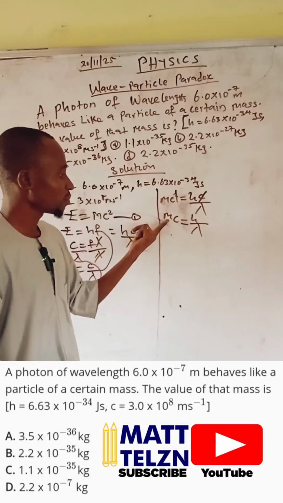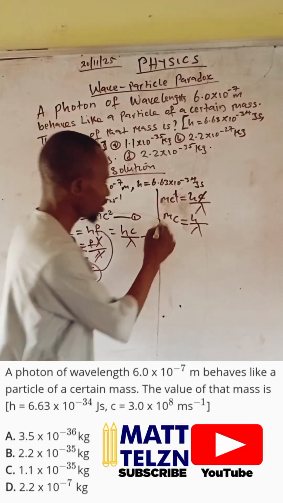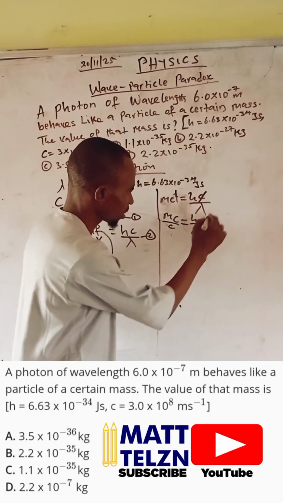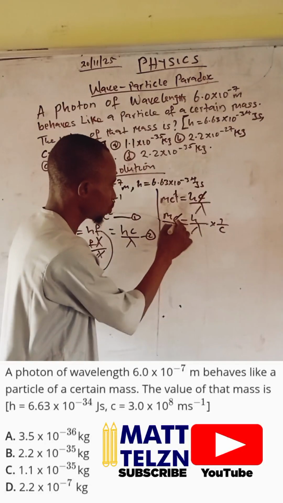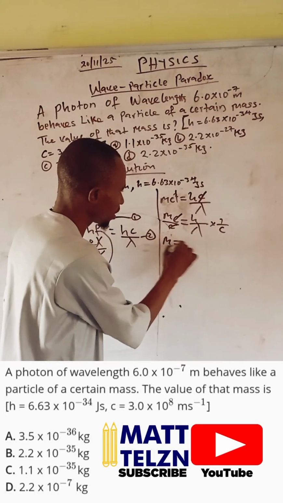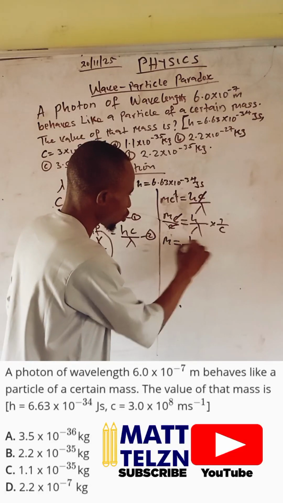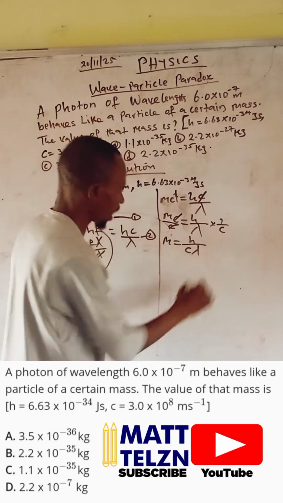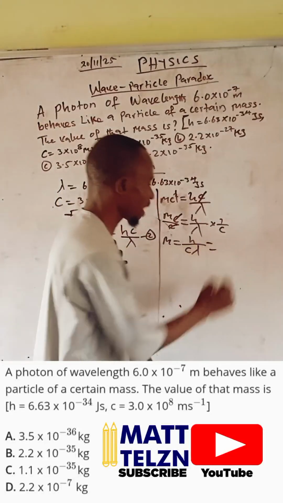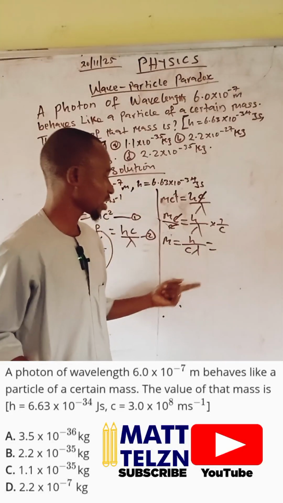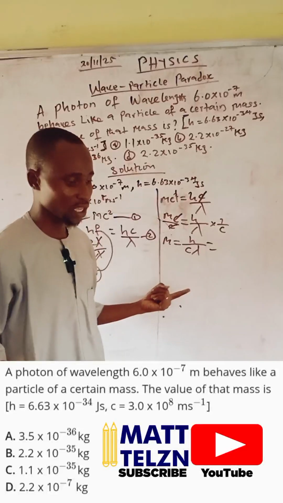So I'll divide both sides by c. That means I'm going to have times 1 over c, right? Good. c will cancel c. So my m is equal to h over c lambda. This is what I am going to use to get my final answer. I will substitute my values here, right?